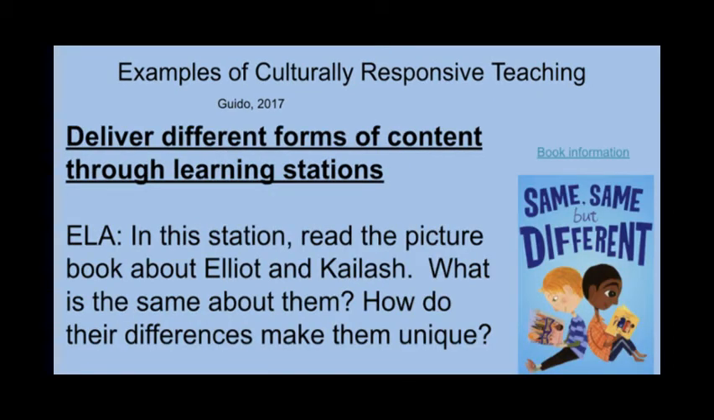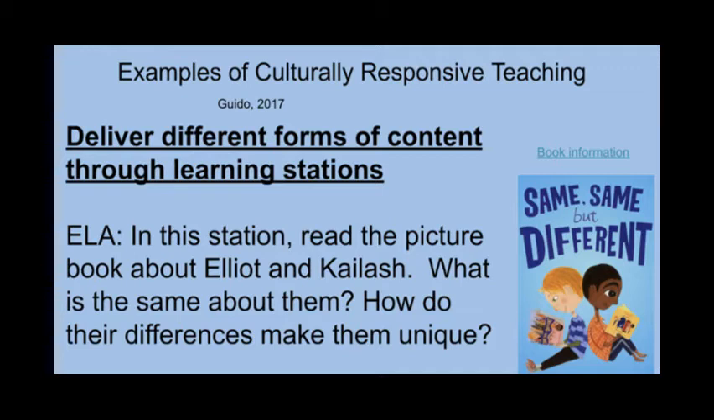In language arts, there are many possibilities of CRT. What they were looking at for this one is through learning stations. I use learning stations a lot in my language arts class, but to look at empathy and trying to teach students that we can be the same, but we may look different on the outside or have other different qualities.